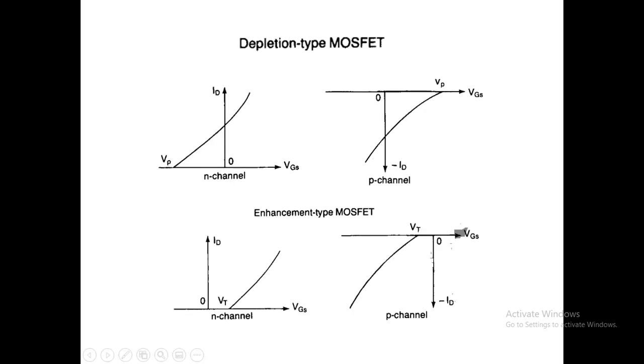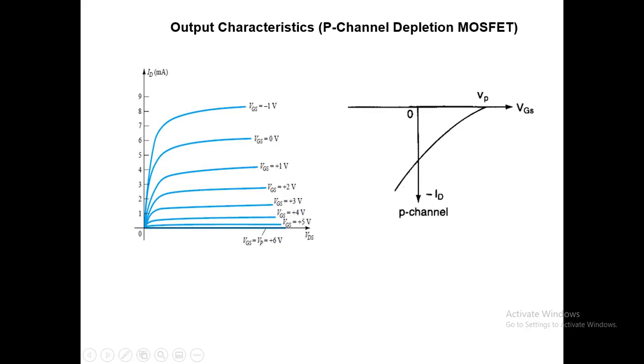And these are the characteristics of the depletion type MOSFET and the enhancement type MOSFET. In an N-channel, if VGS is increased beyond VT, then the conduction increases and it increases the drain current. And in a P-channel MOSFET, if VGS is greater than VT, then the current will increase in the negative direction.